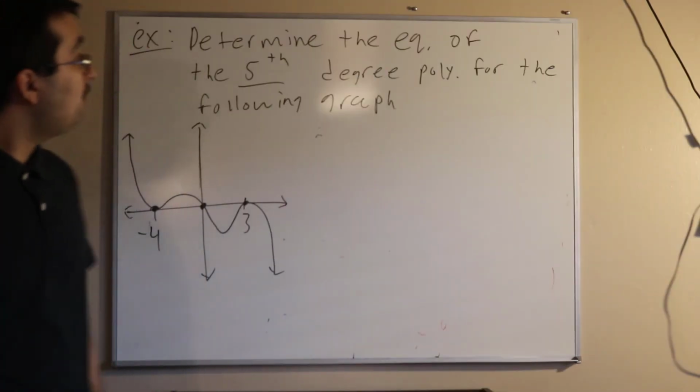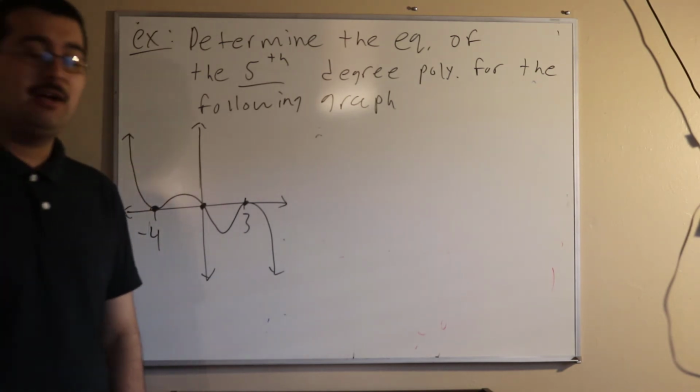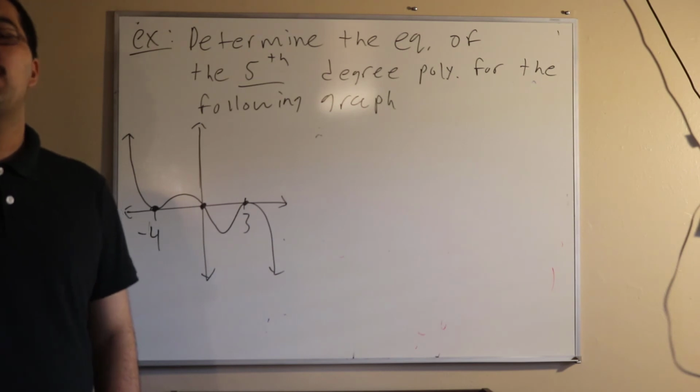Okay, so for this example, we're going to determine the equation of the 5th degree polynomial for the following graph. So essentially, we're going to do the exact opposite of our previous example.